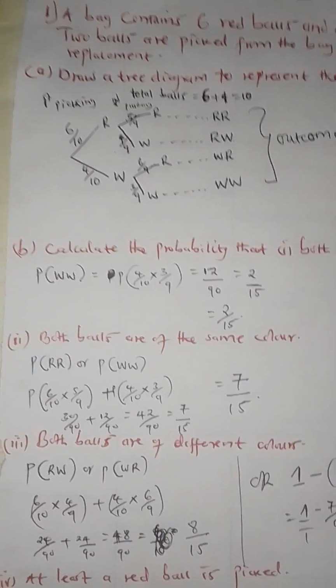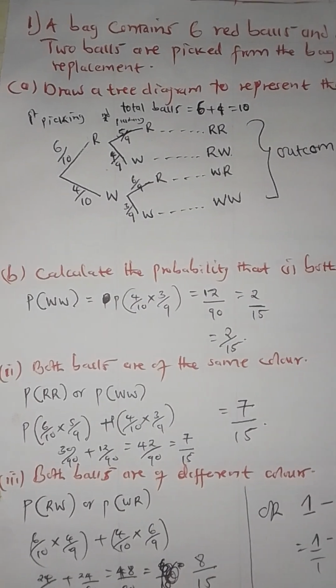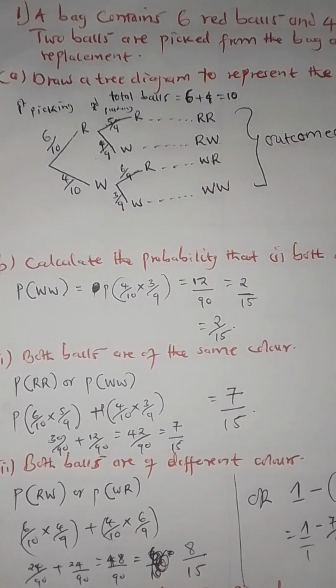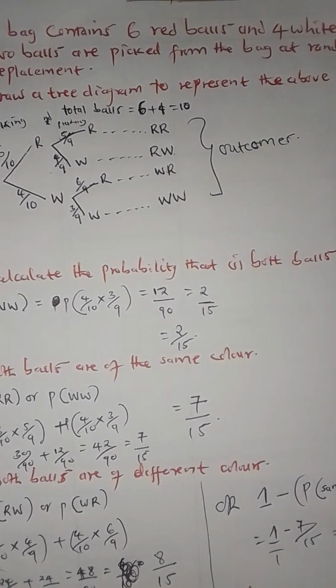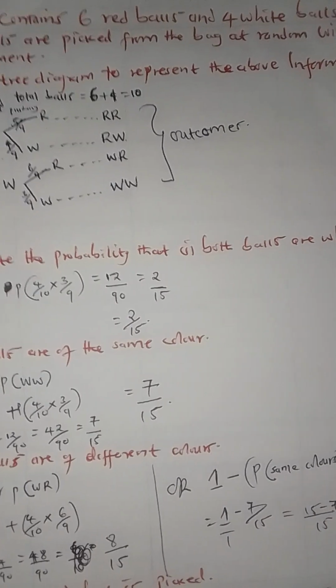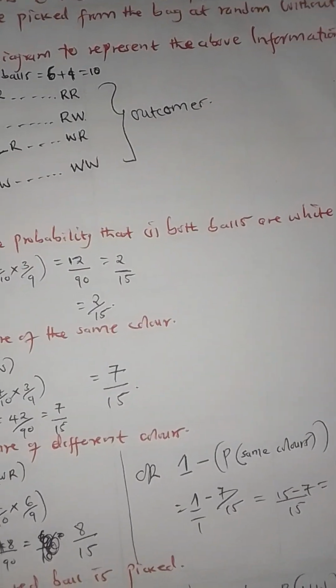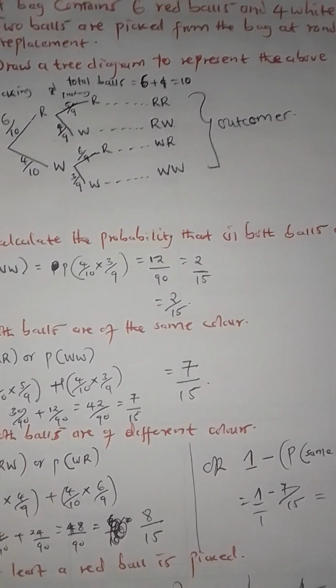Therefore, the probability of white white is given by 4 over 10 times 3 over 9, following that chain of white white. And that now gives us 12 over 90, divided by 6, that is 2 over 15. Therefore, the probability of picking two white balls is 2 over 15.